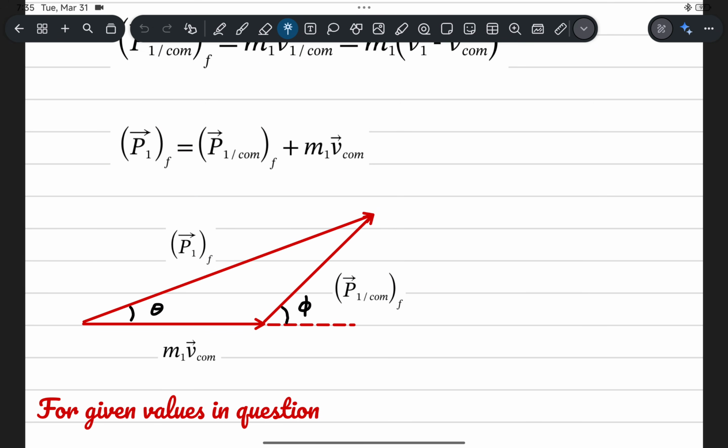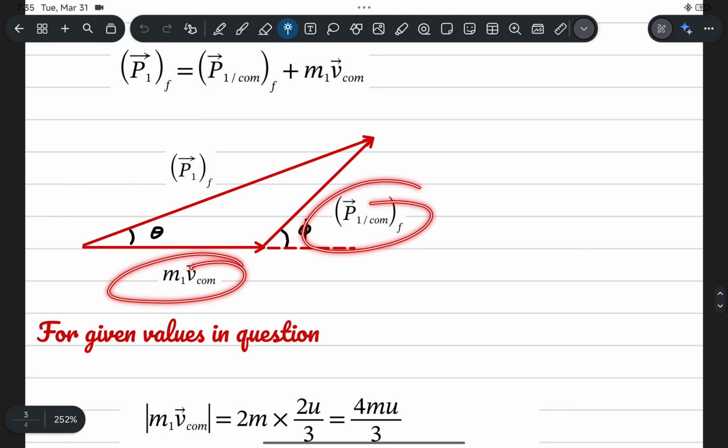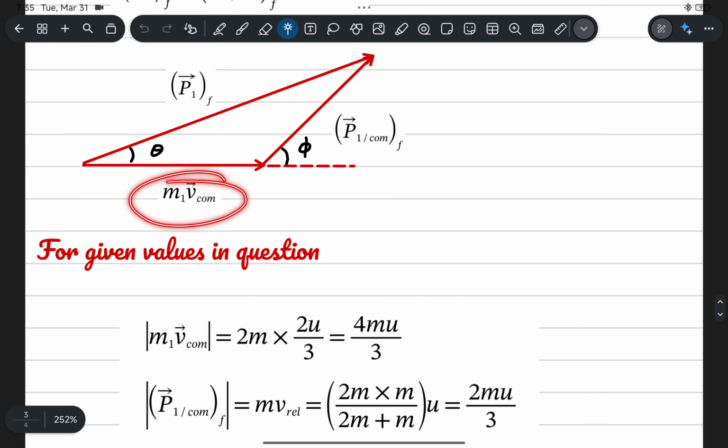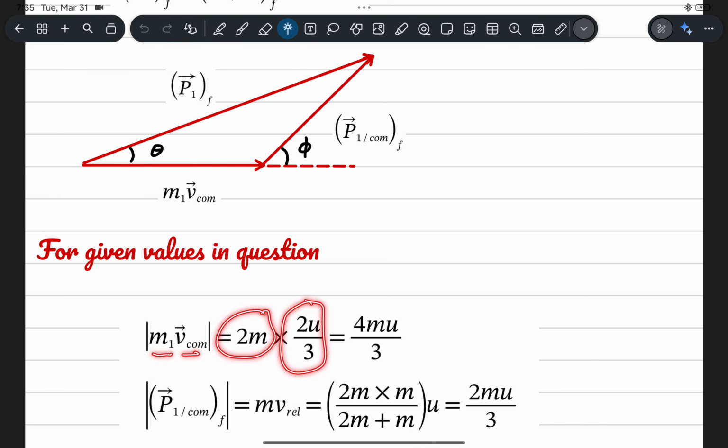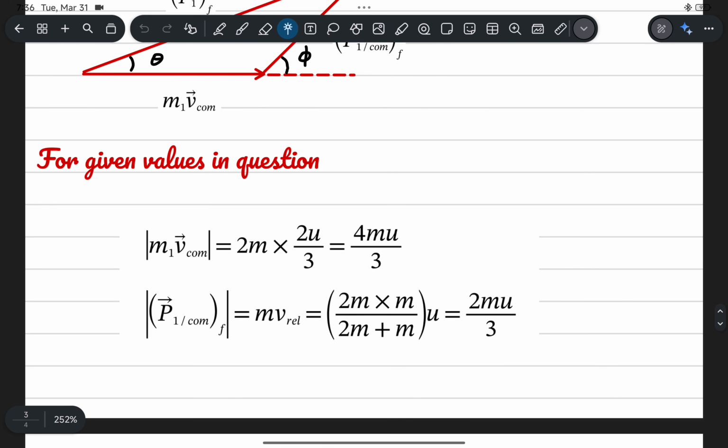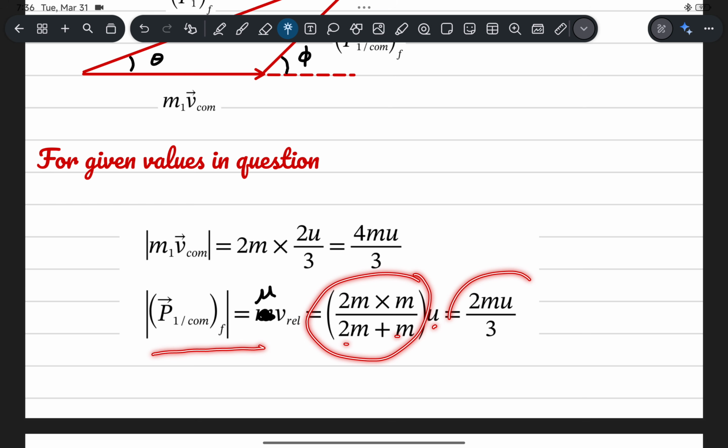So for this, first we'll find what these vectors are in the given question. If I want to find the magnitude of m1 vcom, it is m1 times vcom. m1 value is 2m, and center of mass velocity we already found as 2u by 3. I'm just substituting magnitudes here. This is 4mu by 3. And final momentum with respect to center of mass, if you want to write, this is mu times v relative, and mu value is 2m into m by 2m plus m, into relative velocity u. So this is 2mu by 3.